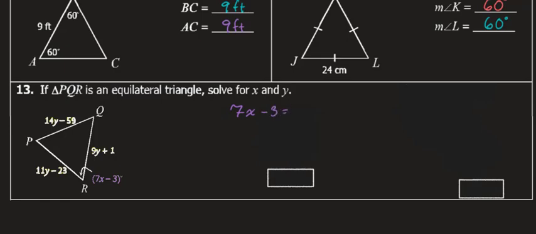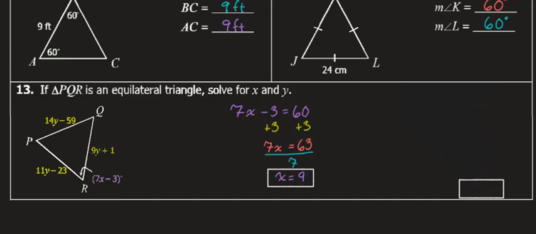7x minus 3 equals 60, and solve. Add 3 to both sides. 7x equals 63. Divide by 7. X equals 9.